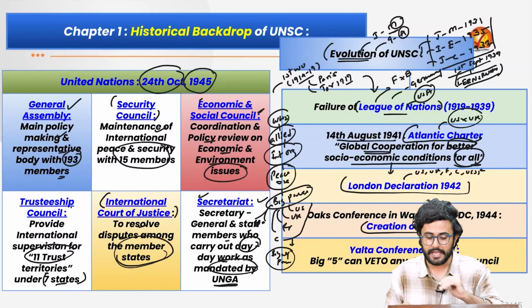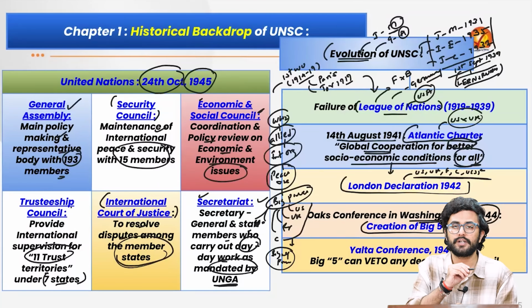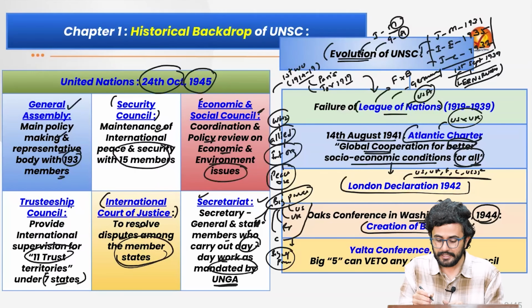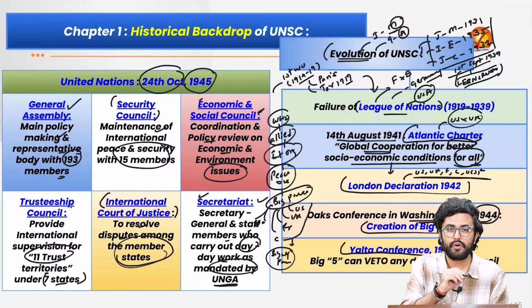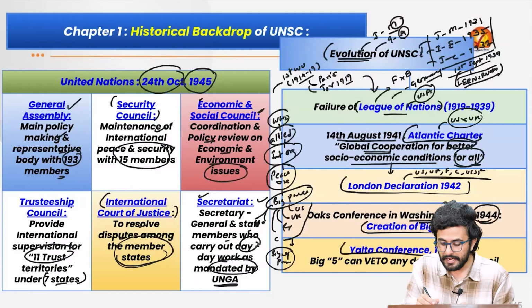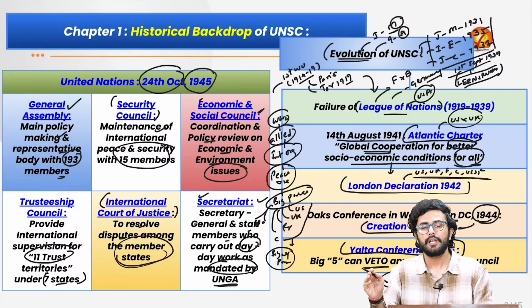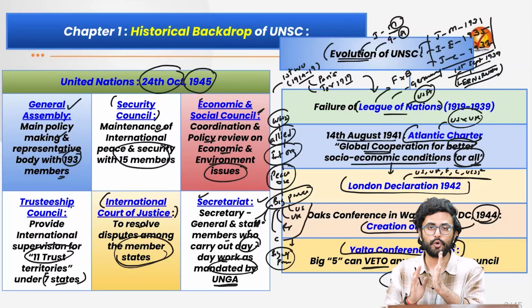Ultimately, this was formalized in the Dumbarton Oaks Conference in Washington DC in 1944, leading to the creation of these Big Five countries. And in the Yalta Conference of 1945, the decision was taken that these Big Five countries can veto any decision taken by the United Nations Security Council. We'll try to understand how this veto power works.